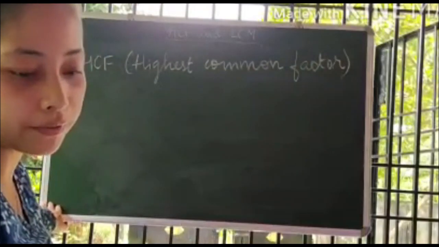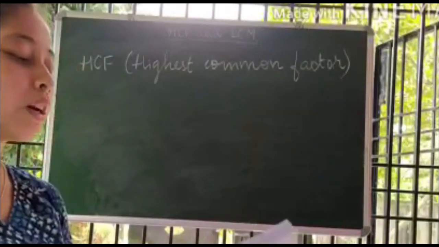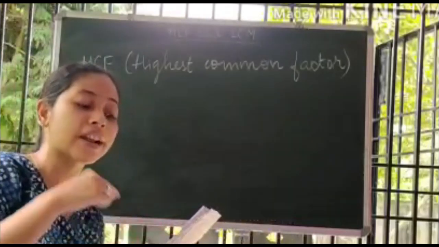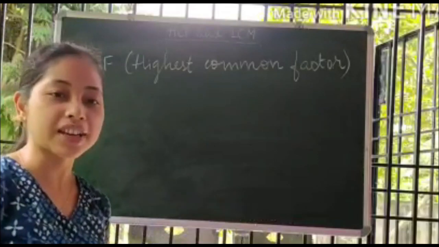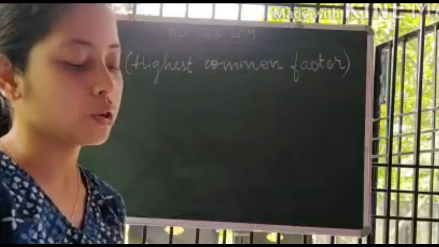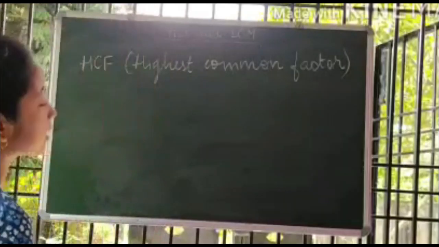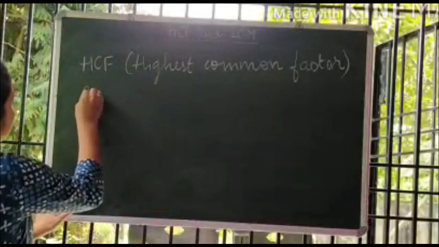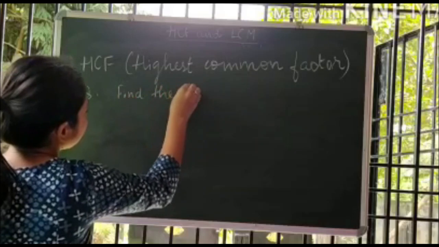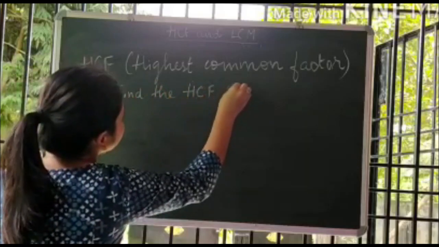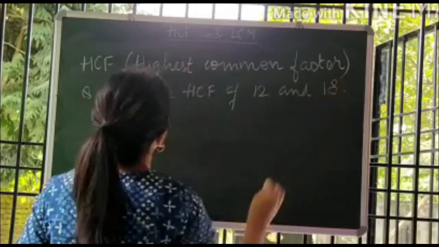HCF, that is highest common factor. Okay. So the highest common factor of two numbers is the greatest number that divides both the numbers completely. Okay. HCF is also known as greatest common divisor, which is there in your book. So let us understand how to find out HCF of two numbers. Let us take two numbers. Suppose find the HCF of 12 and 18.